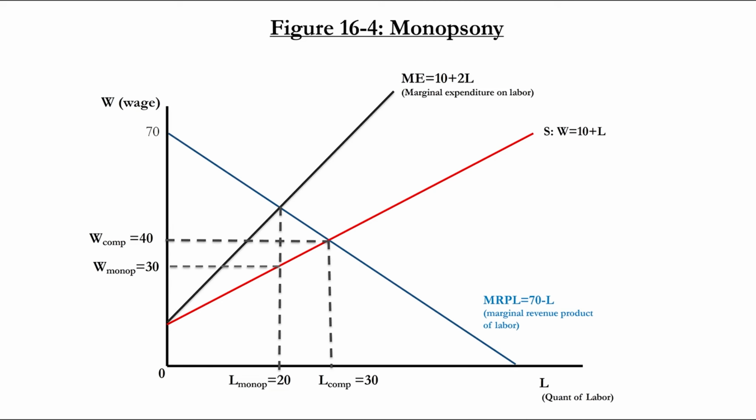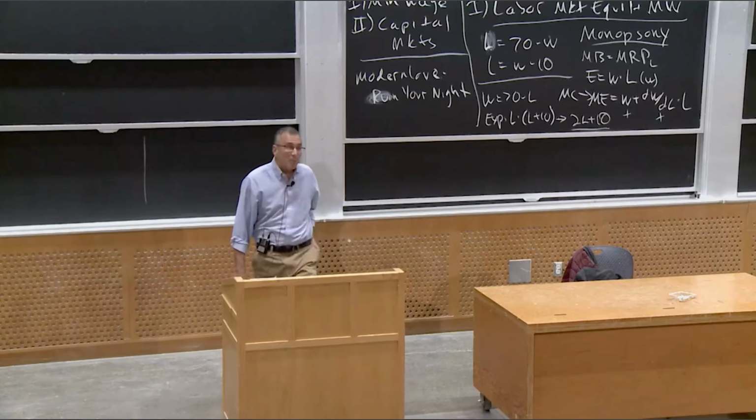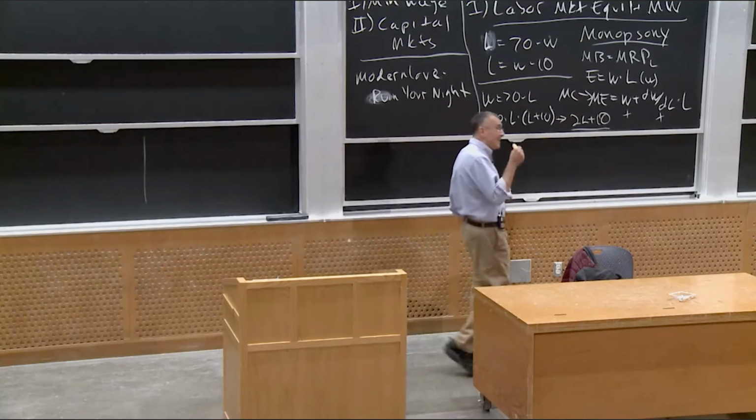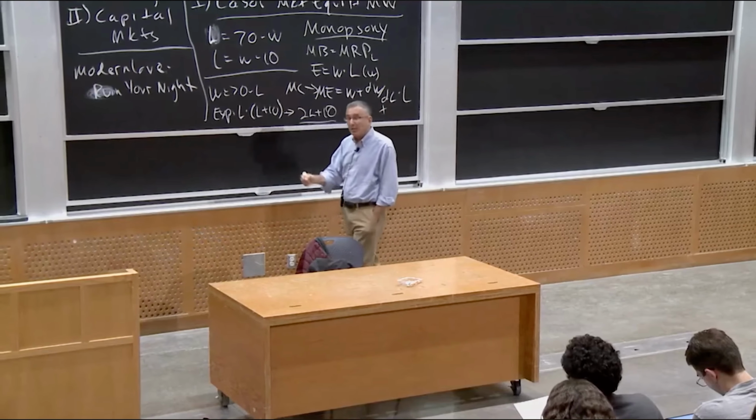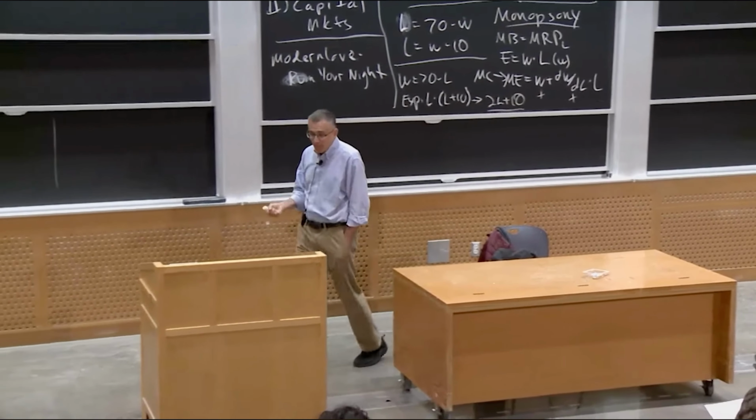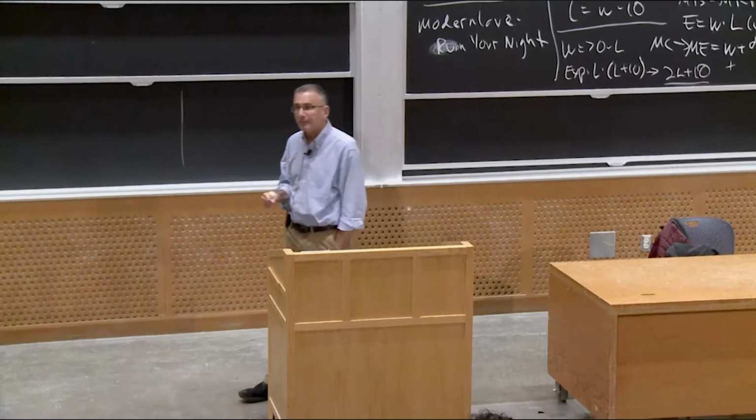So what does the monopsonist do? The monopsonist goes to the point where marginal cost equals marginal benefits. What's the marginal cost? The marginal cost is the marginal expenditure curve. What's the marginal benefit? The marginal revenue product curve. So it says I want to hire 20 workers. Not the 30 I was hiring when the market was competitive, but 20. What wage am I going to pay them? Well, just like the monopolist needs to respect the demand curve, the monopsonist needs to respect the supply curve. So what wage are you going to pay them? When we read off the supply curve, you're going to pay them 30 instead of 40.